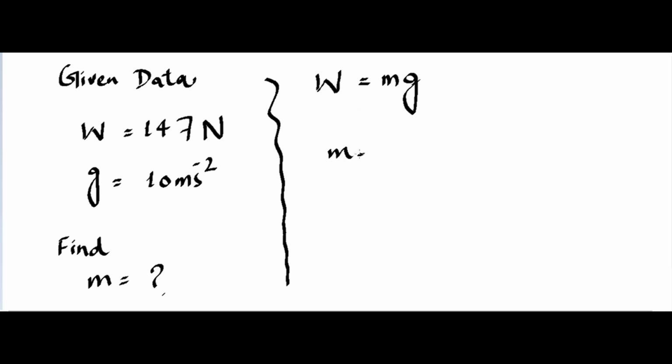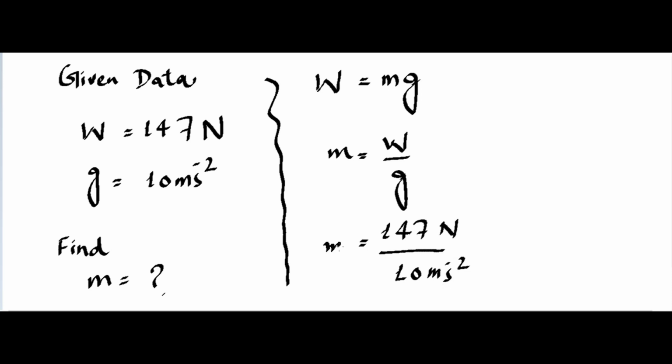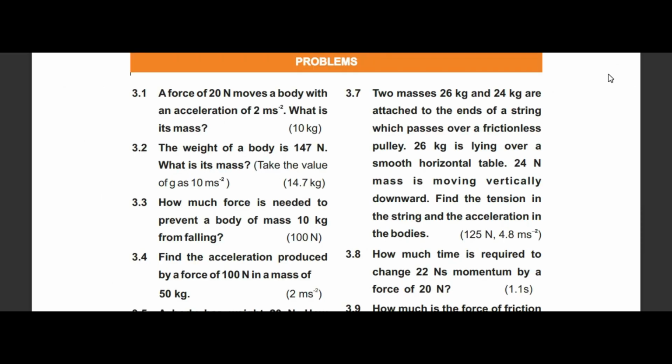To calculate the mass, W divided by g. After putting the values, 147 Newton divided by 10 meters per second square, m is equals to 14.7 kilogram. Now let's see the problem 3.3.